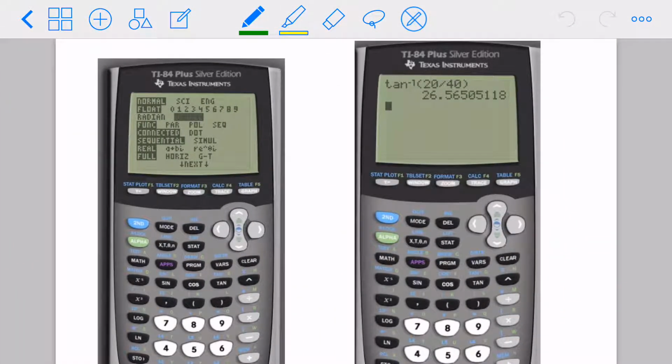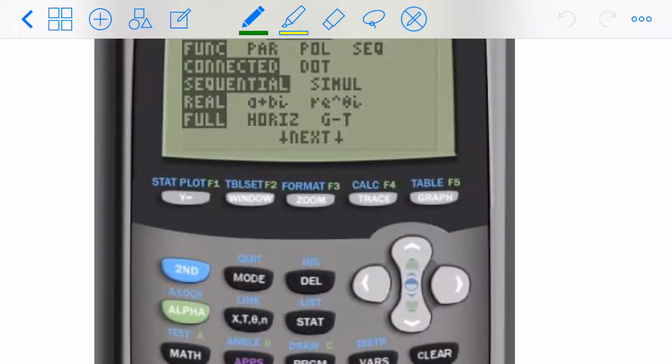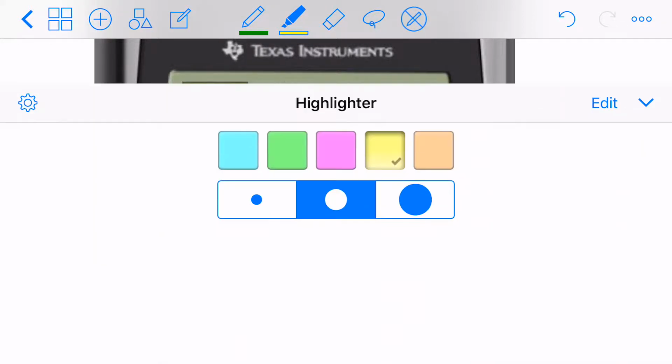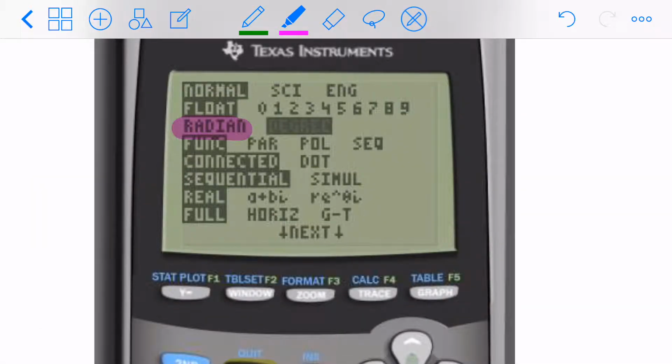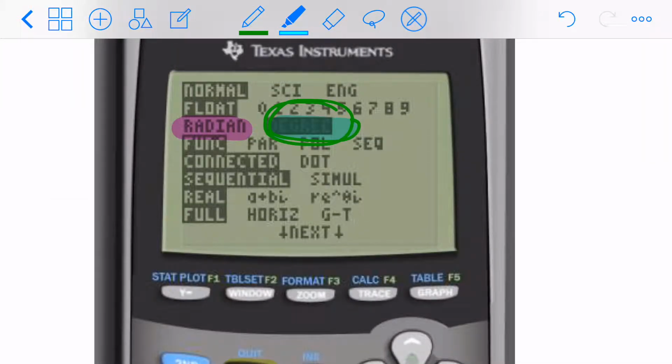I think I have a slide over here. So the first thing that you have to do is be in degree mode. And to be in degree mode, you're going to go to mode. So everybody go to mode, and you want to scroll over. Typically, it's already going to be in radians, bolded in radians. Well, you want to change that so that it is bolded in degrees. So go ahead and do that because we can't move on unless you do it. So I'm going to make sure mine is in degrees. I'm going to mode and mine is already in degrees.